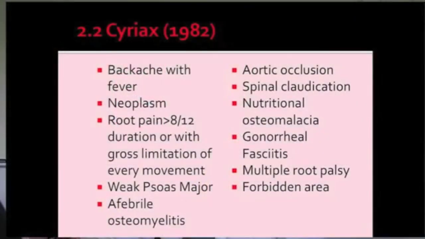We can see how the red flag list might have changed some years later when Cyriax presented his list back in 1982. So he was referring to things such as backache with fever, neoplasm, root pain of more than 8-month duration or with gross limitation of every movement, weak psoas major, afebrile osteomyelitis, aortic occlusion, spinal claudication, and nutritional osteomalacia, gonorrheal fasciitis, and multiple root palsy, and finally the famous forbidden area that Cyriax used to talk about. So we can see that some of these, again, we might recognise, we might not.